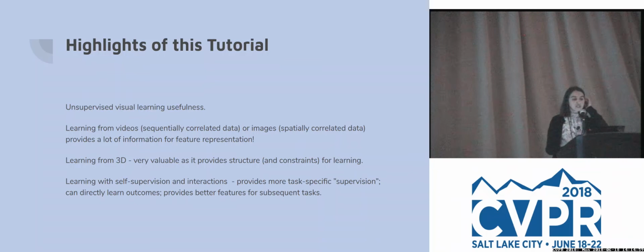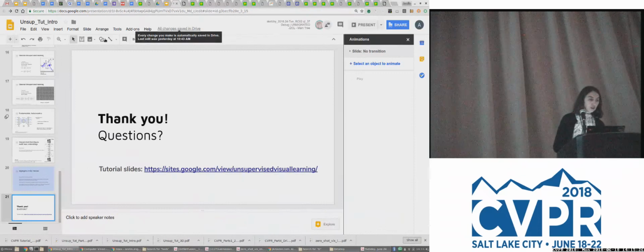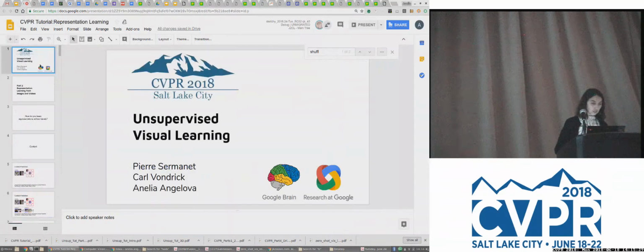And so the highlight of this tutorial, we hope to be able to convey that unsupervised learning is useful, that you can do learning from videos, images, and so on, as Carl will talk about right now, and we'll show you how you can learn from 3D constraints and also learn from self-supervision and interaction with the environment. Thank you, and so now Carl will talk about learning feature representations from images and videos.